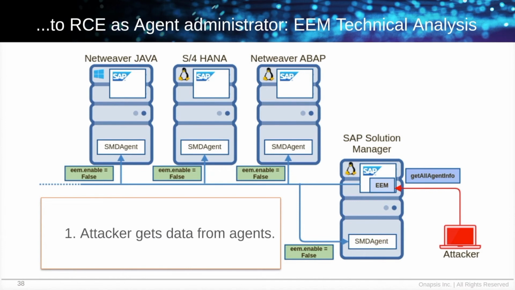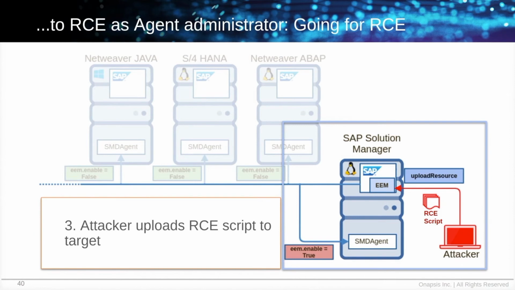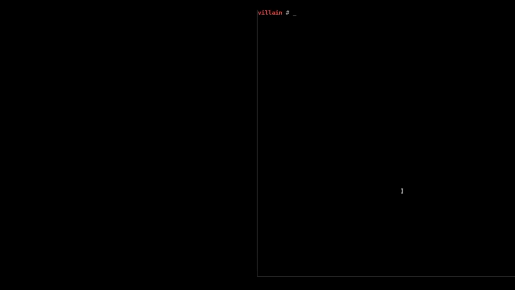So here we have quickly the 4 steps that the attacker may perform in order to achieve this attack. First of all, he will gather all the information from the SMD agents, executing get all agent info. Then afterwards, he will choose the target and modify the iseem enable property from false to true, basically turning off the iseem feature. Then this attacker could upload a script which has a remote code execution embedded into it. And finally, the SMD agent will execute that code that was provided by the attacker.